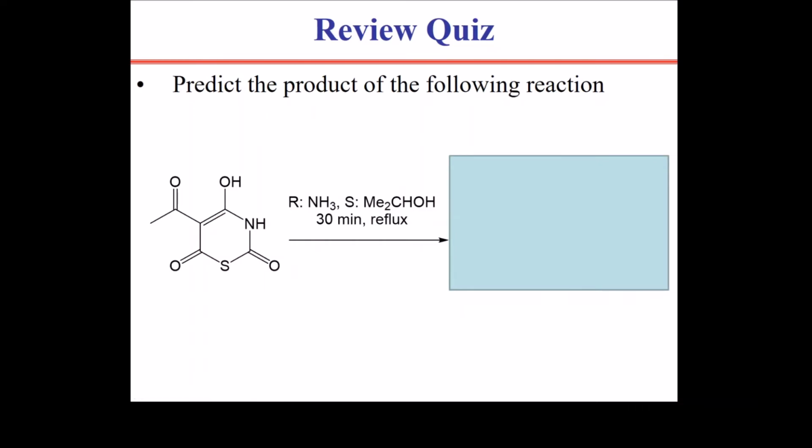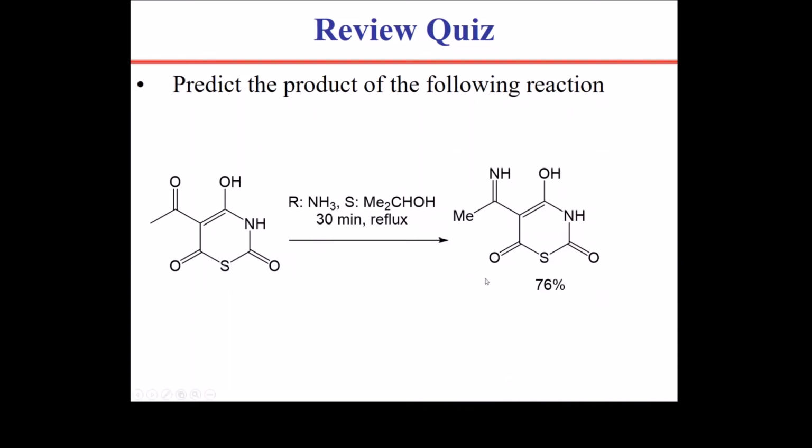Third review quiz. Pause the video for a minute and see if you can come up with the product of this reaction. Give up. This one was hard. The product for this one right here is an imine. So this is a ketone. The ketone reacts with ammonia to form an imine.